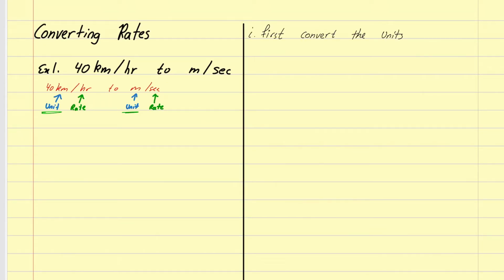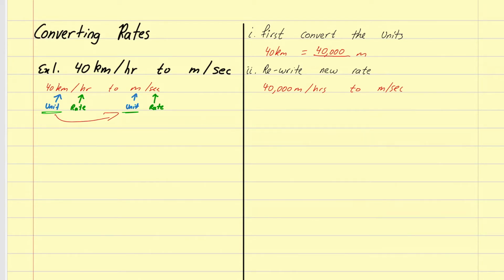First, convert the units. The units that I had was 40 kilometers, and I need to convert that to meters. So I've got to ask myself, okay, kilometers to meters, that's multiplying by 1000, so that means 40,000 meters. For step number 2, I would like to rewrite the new rate just so I know everything that's happening in front of me right now. So now the new rate is going to become 40,000 meters per hour, and I have to convert that to meters per second.